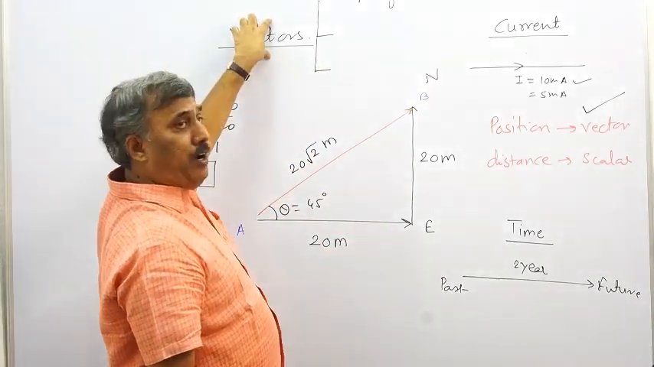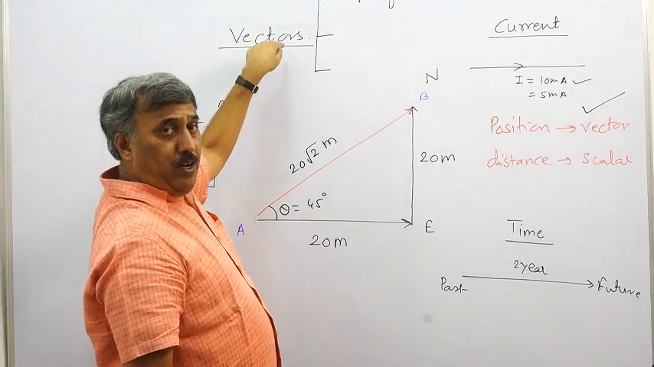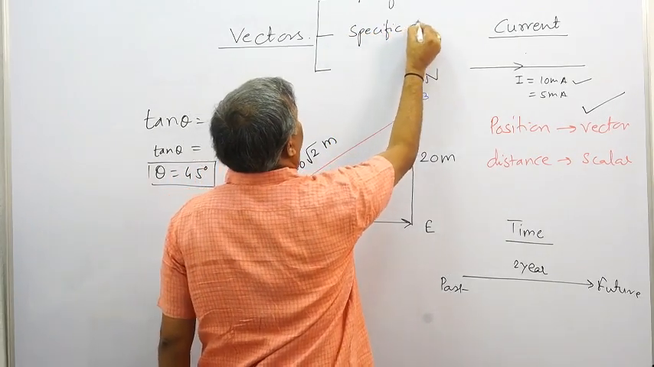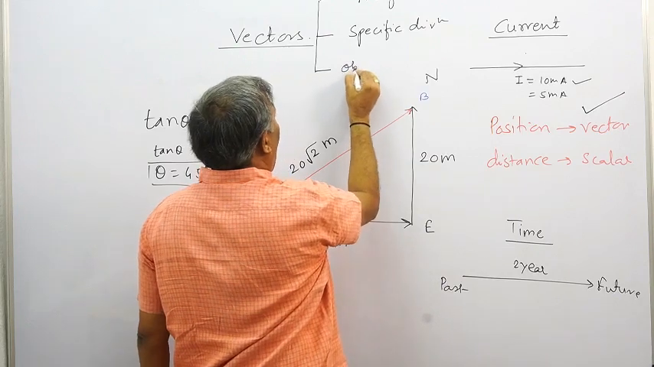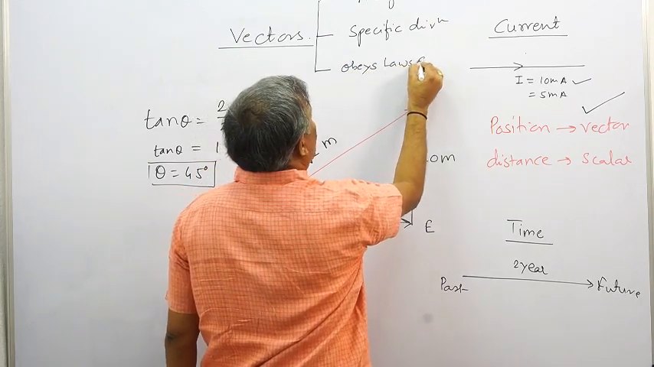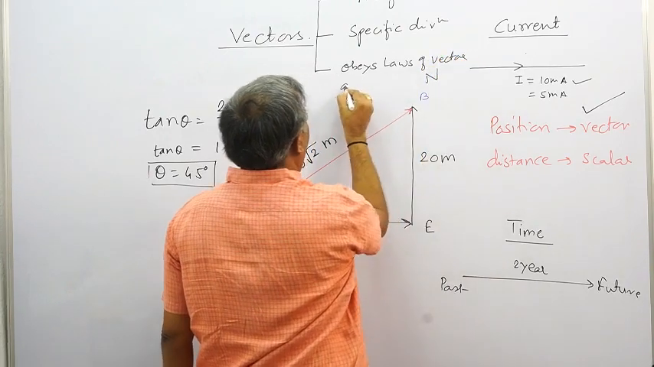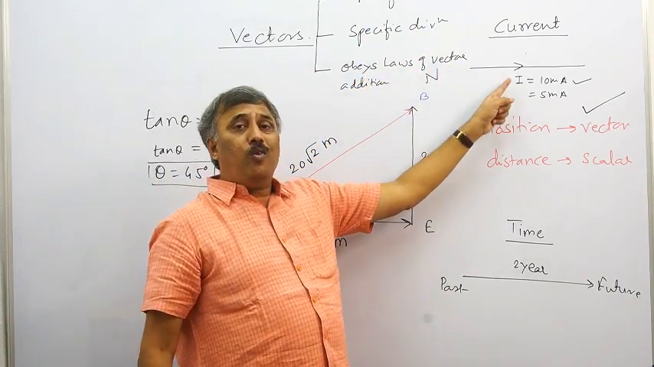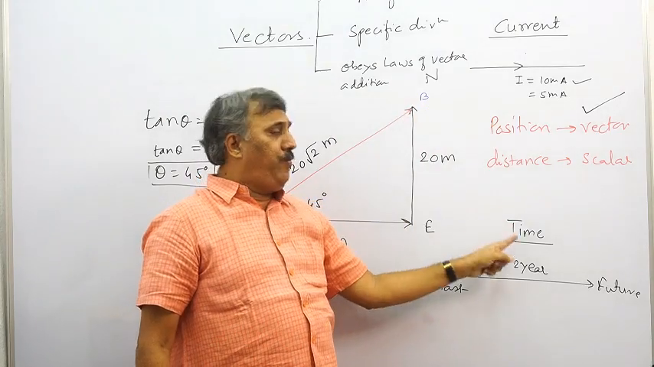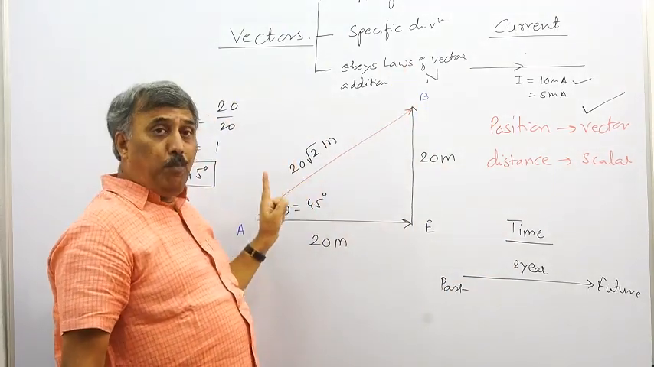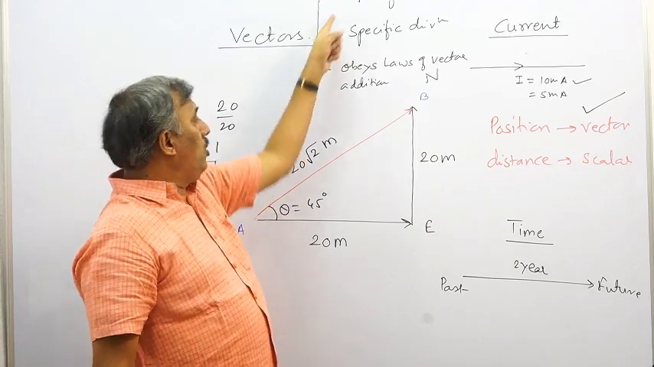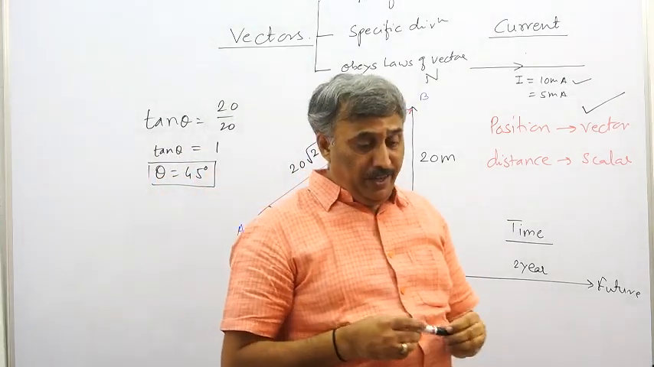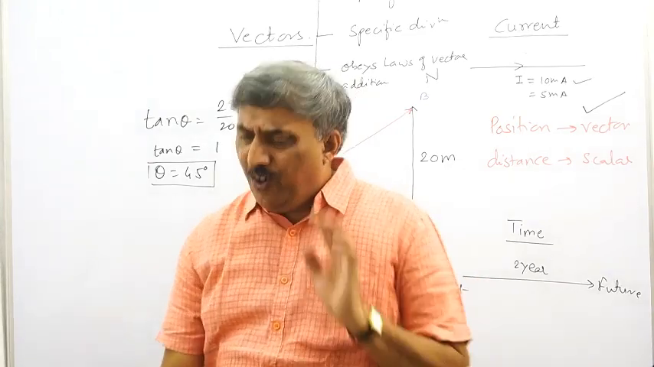So, a physical quantity, vector has magnitude, number 2, specific direction, and third, obeys laws of vector addition. What are the different rules? And we have to later on verify that these laws are not verified by electric current, laws are not verified by time, laws are verified by position, that is displacement. It has got magnitude as well as specific direction, and it also obeys laws, so that's why it is a vector quantity.